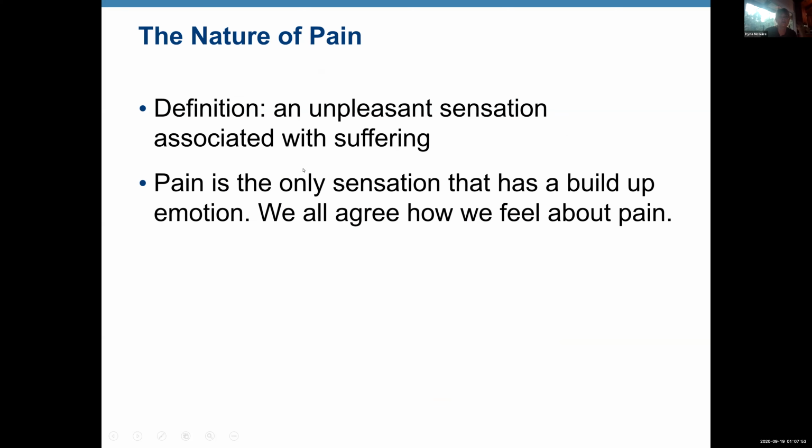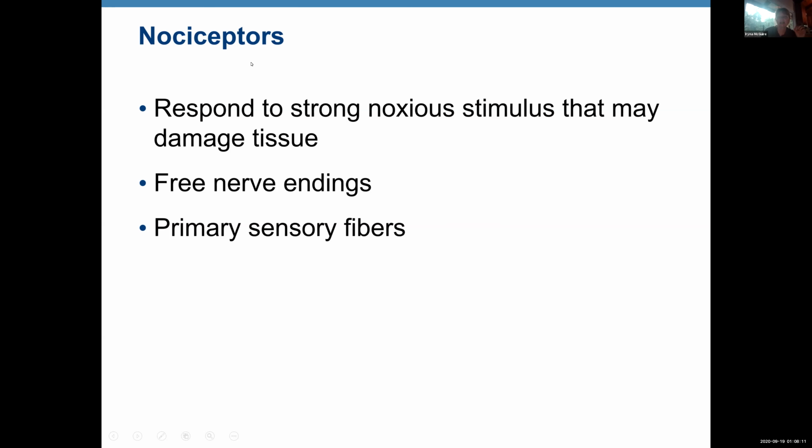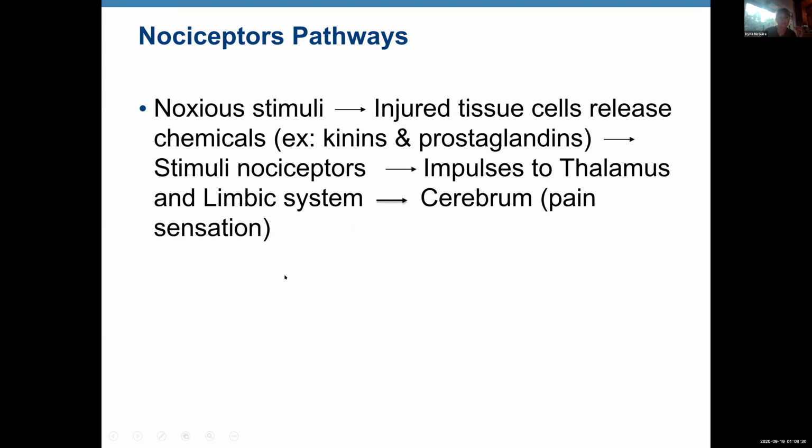Now, the definition of pain. Why are we talking about pain? Because pain is also sensory information. It's an unpleasant sensation associated with suffering. Pain is the only sensation that has a built-in emotion. We all agree on how we feel about pain. Nociceptors are special receptors for pain. They respond to strong, noxious stimuli that can damage tissue. For pain receptors, we have free nerve endings, so free dendrites, and primary sensory fibers.